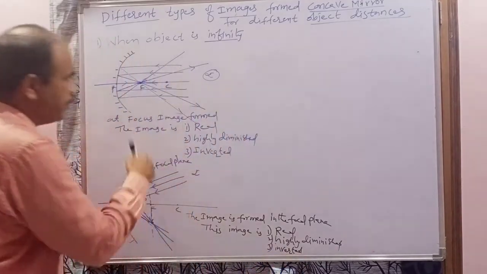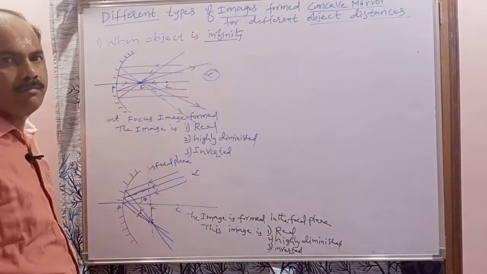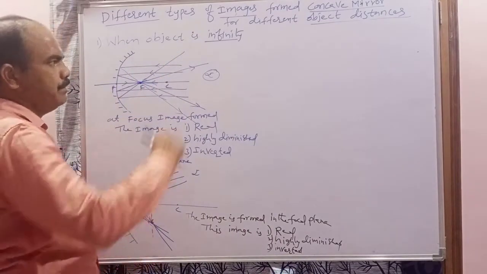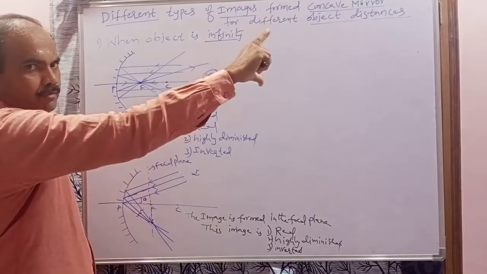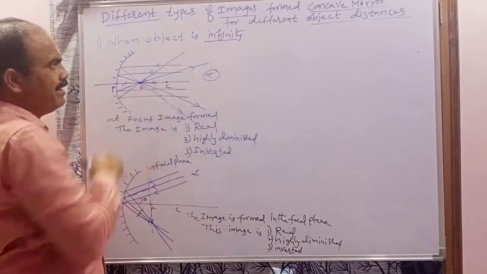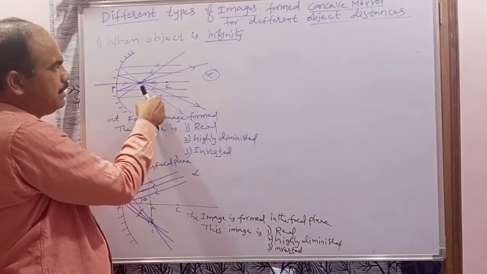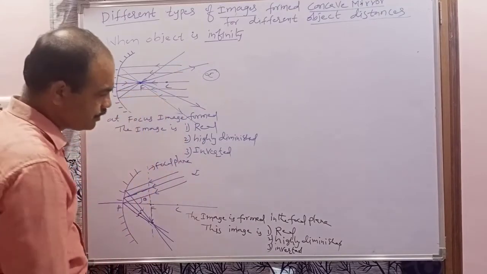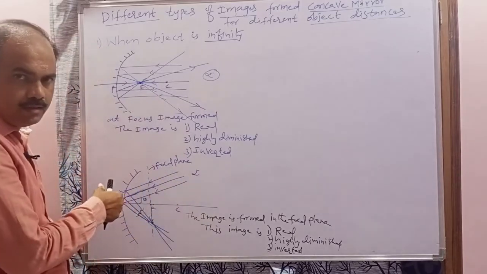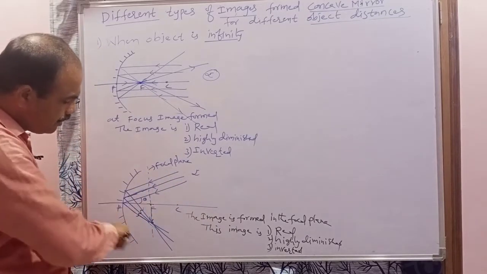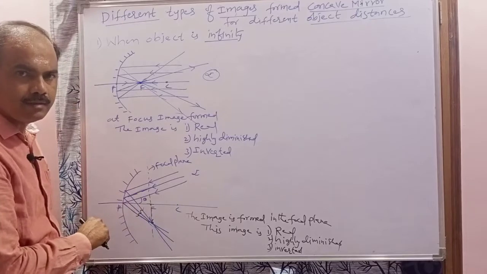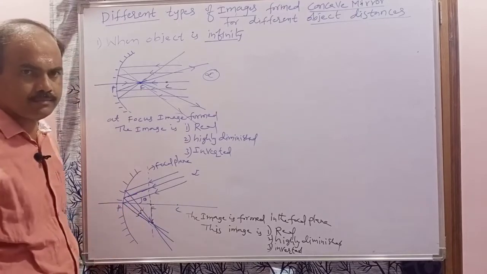These two cases may happen when the object is at infinity. Sometimes when the object is at infinity, the rays coming from the object may be parallel to principal axis. If the rays are parallel to principal axis, this is the diagram. Sometimes the rays are parallel to each other, but they will be incident on the concave mirror making some angle. In that case, this is the diagram.